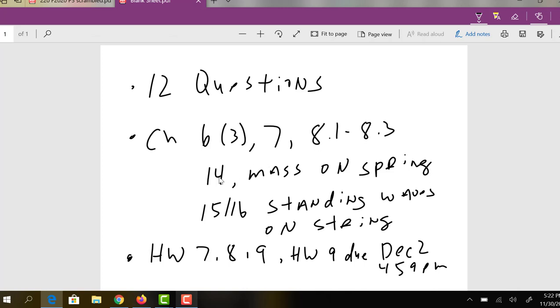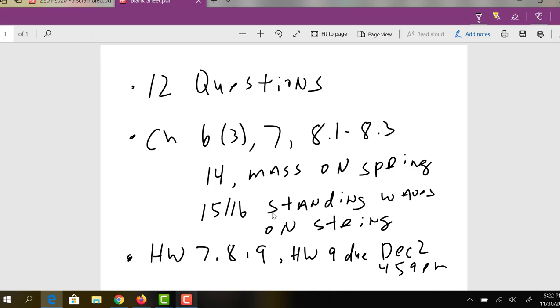And then we talked about Chapter 14, which is simple harmonic motion, mass on a spring. So take a look back at that. And most recently, Chapter 15/16, standing waves on a string. So we didn't do the entirety of 15/16 either. We focused on waves on a string. There's waves in tubes, standing waves in tubes, things like that. We didn't do that. We just did waves on a string.